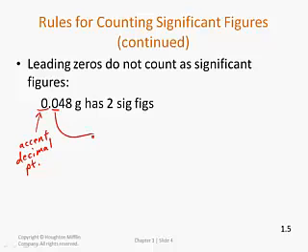This 0 here is what we would call a placeholder. And that means that it is there to show the magnitude of the number. It really doesn't have anything to do with the precision of the measuring device. It is just there to show you that this value, this 4 for example, is in the hundredths place of this number as opposed to being in the tenths place. The 0 is there just as a placeholder and therefore is not significant.